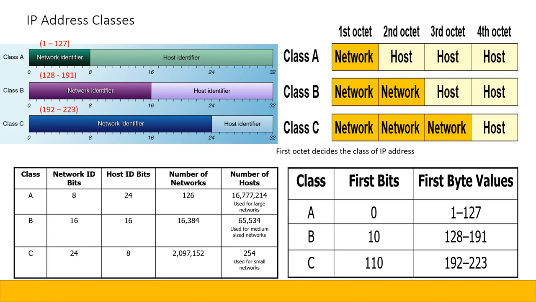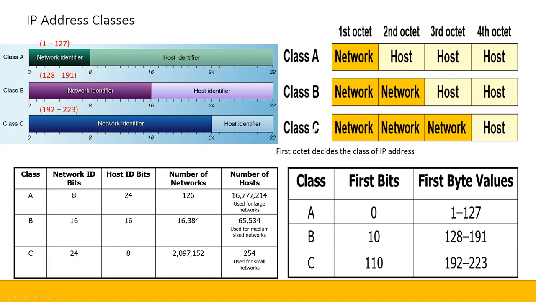Why minus 1? We will see it in later lectures, because some of the IP addresses are reserved for specific purposes. So for class A, the first octet is the network ID. Class B, the first two octets are the network ID, and for class C, the three octets are the network ID. This is basically the default configuration for class A, B, and C.